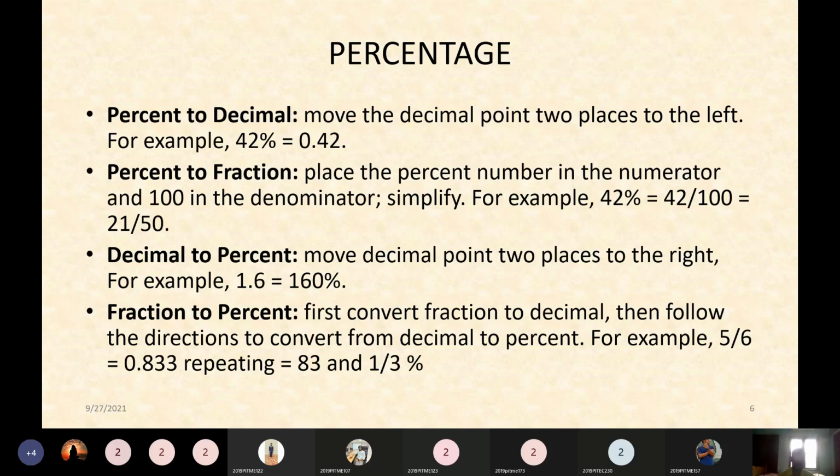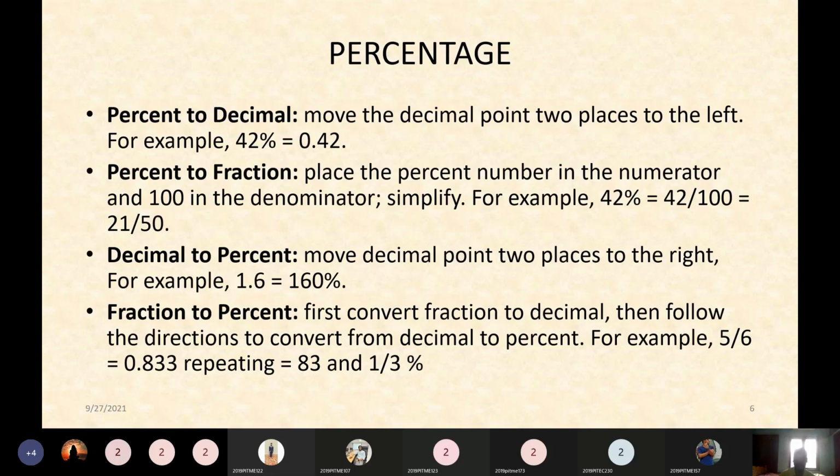Or you can simplify the value. Decimal to fraction, as I told, if you want to convert a decimal like 1.56 to percentage, you just multiply by 100. If you multiply by 100, you get the decimal as a percentage.